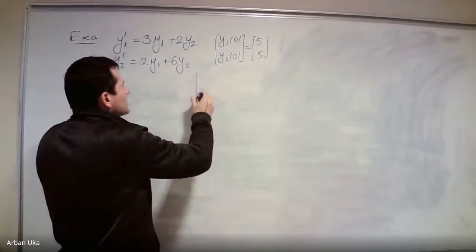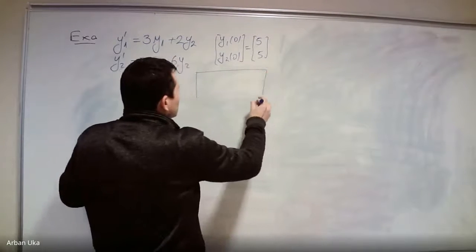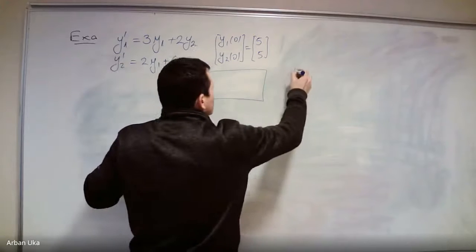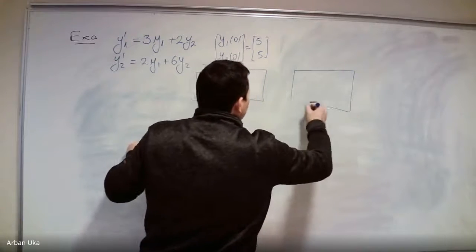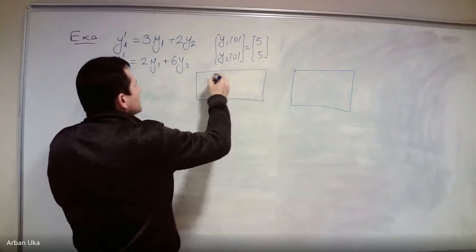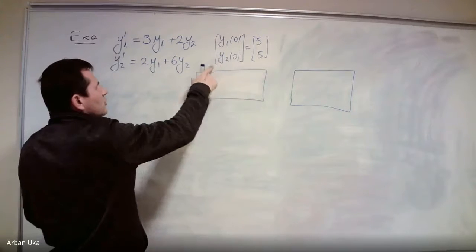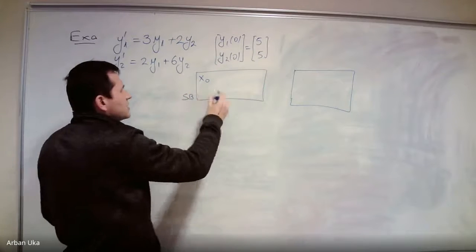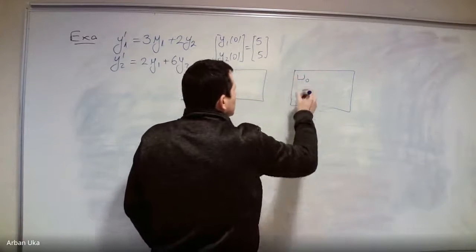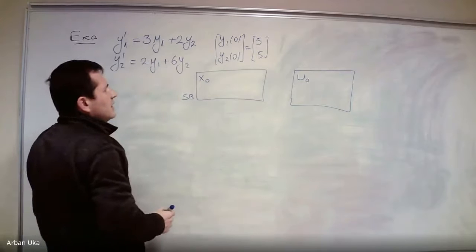Always use this schematic, which we like a lot. Okay, so we have the standard basis and the other basis, where the standard basis has an x0. Then, if we are given an x0, which is the initial condition in this basis, we should define immediately a u0.